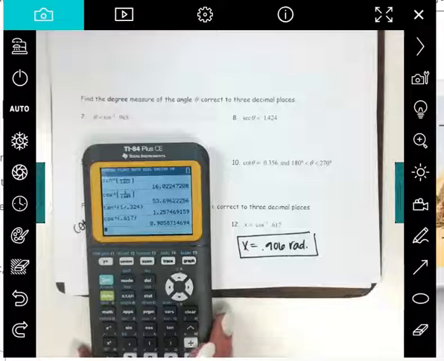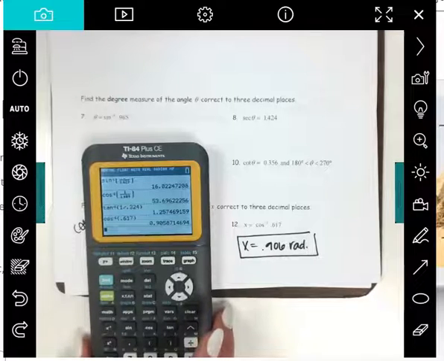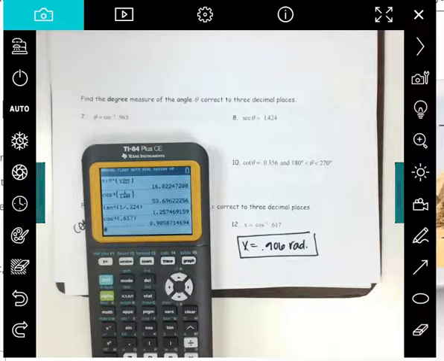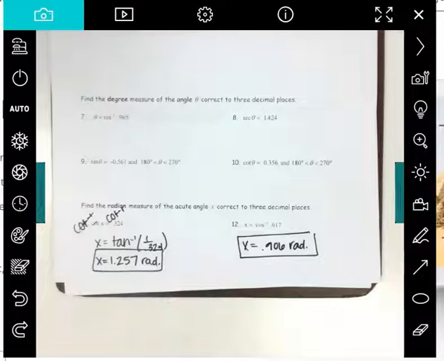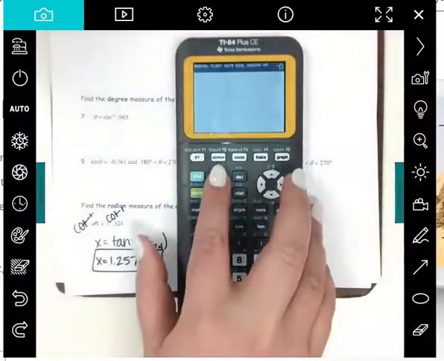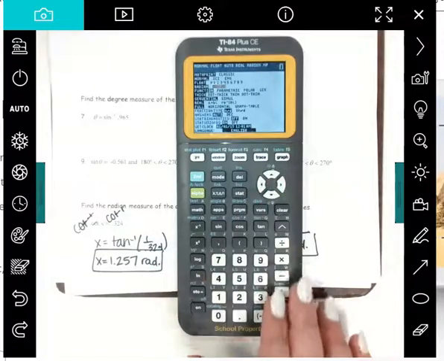In case you haven't noticed the pattern, whenever you have x's, it's going to be radians. Whenever you have thetas, it's going to be in degrees. So if you ever are confused by that, thetas are going to be degrees, x is going to be radians. Okay? So let's look at number 7. We're switching our mode back to degree mode now.